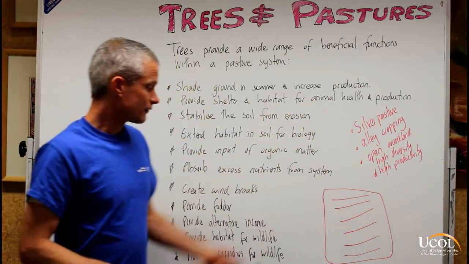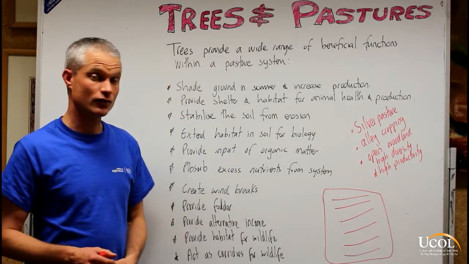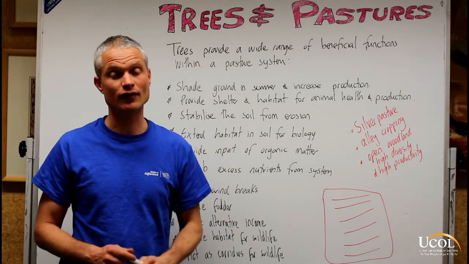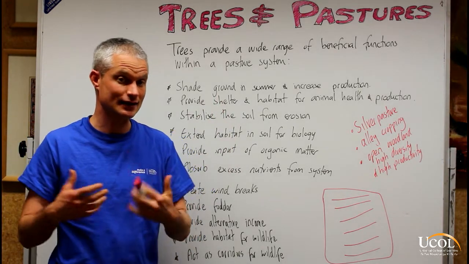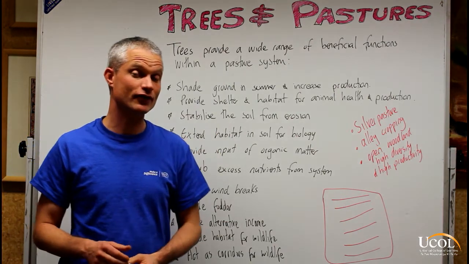So there's a couple of factors that are good to think about with incorporating trees into a system. One is the shade that they provide, particularly on those north-facing slopes that extend the productivity. The habitat and the shelter they provide for the animals.